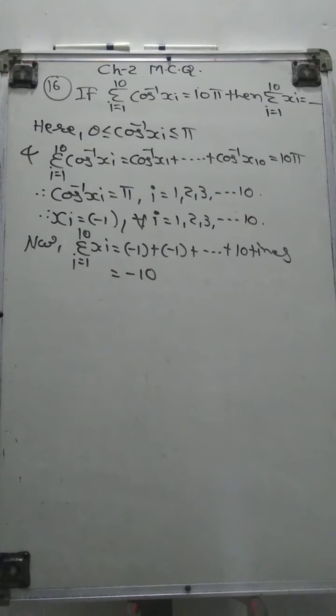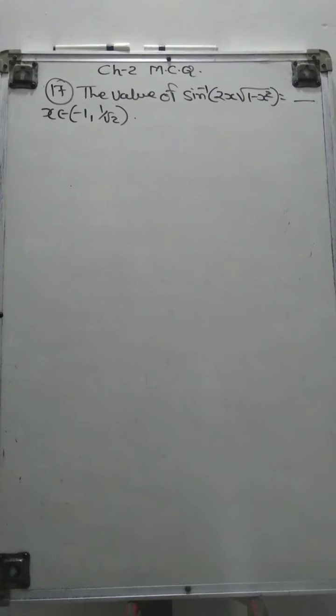Now we go for the next one, and you remember all the formulas of chapter 2. Okay, next sum: the value of sine inverse of 2x root 1 minus x square is equal to dash, where the condition is very important, that x belongs to [-1, 1 upon root 2].